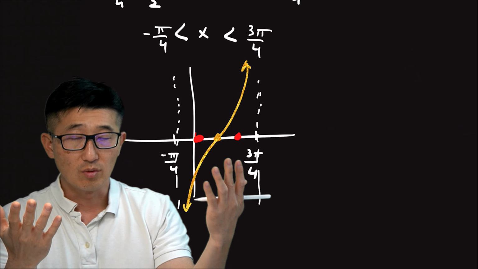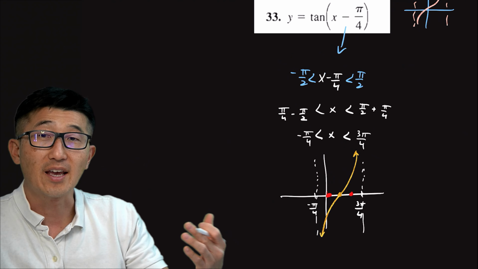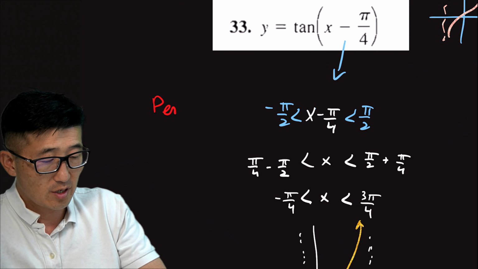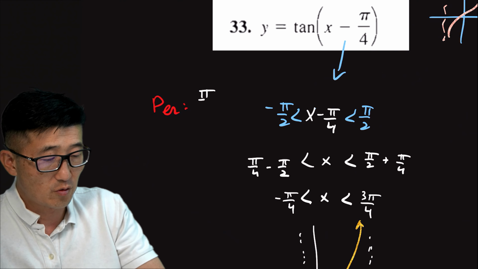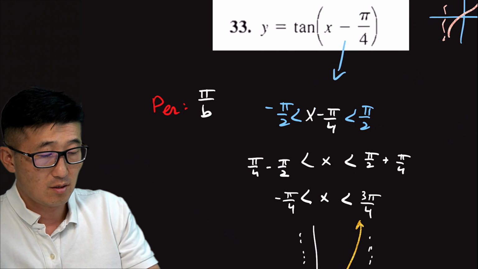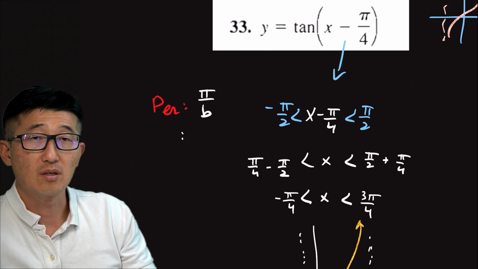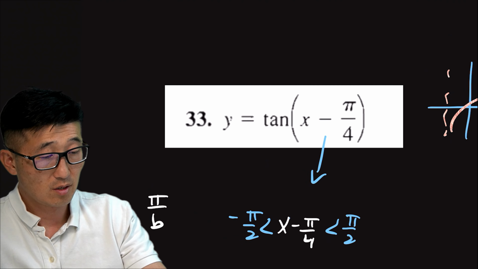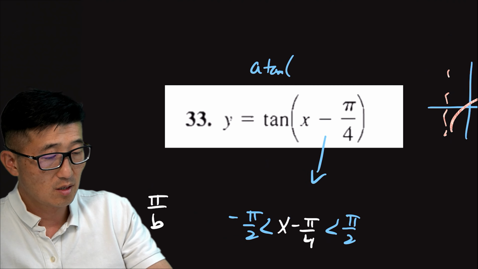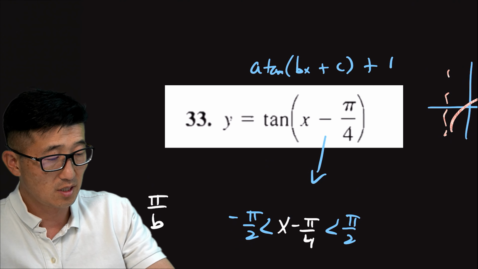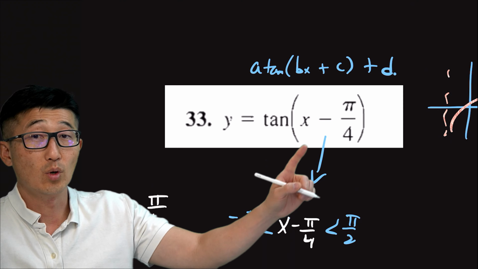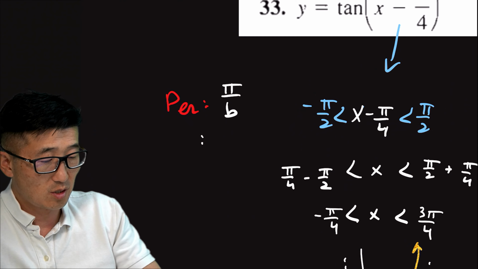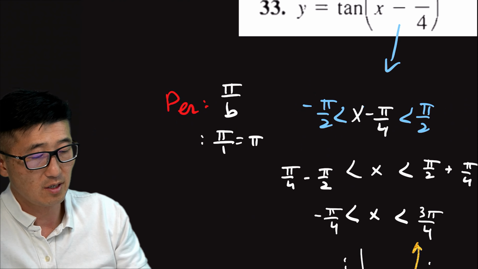Okay. So, like the previous examples, we need a count, right? So guess what? Tangents, their period is pi over b, not 2 pi over b. So pi over b. What's b here? B would be the 1 over 4. No. Okay, look. It'd be a tangent of bx plus c, plus d. So what's b? 1. B is always connected to x. So the period is simply pi over 1, which is just pi, right?